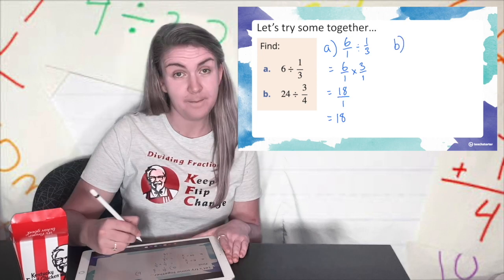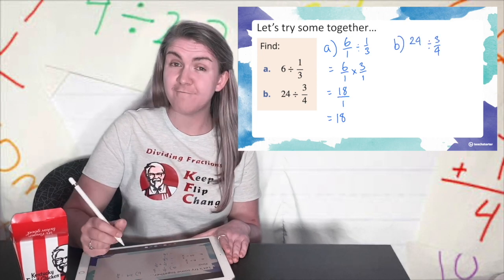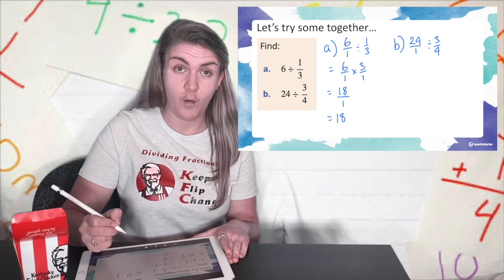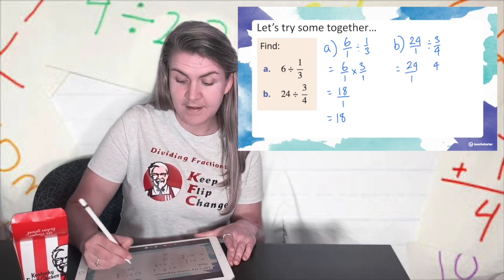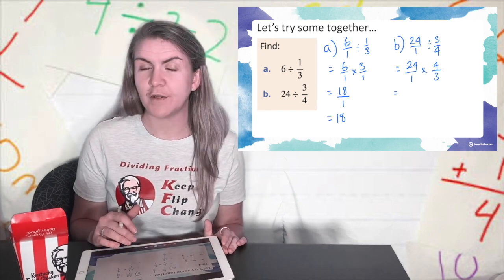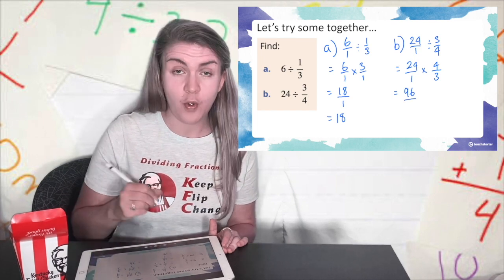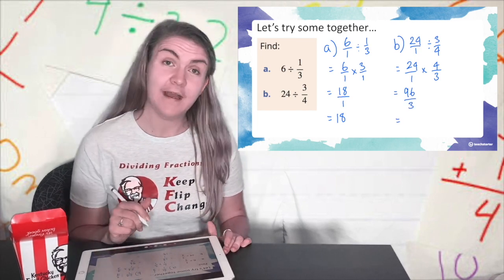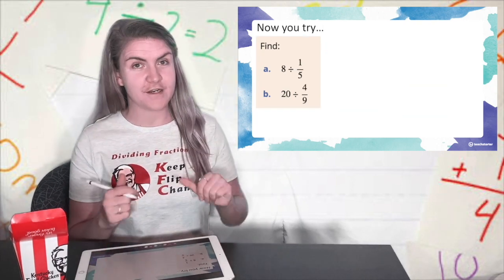That's 18. B, 24 divided by 3 over 4. First, I need to put my whole number over 1. Then I need to KFC. Keep the first fraction the same, flip the second fraction, and change to a multiplication. 24 times 4 is 96. You can use a calculator. 1 times 3 is 3. How many times does 3 go into 96? Well, that's 32. You try to divide some.